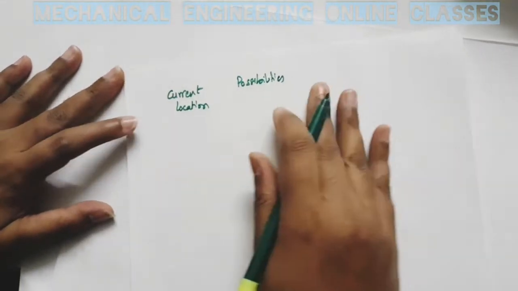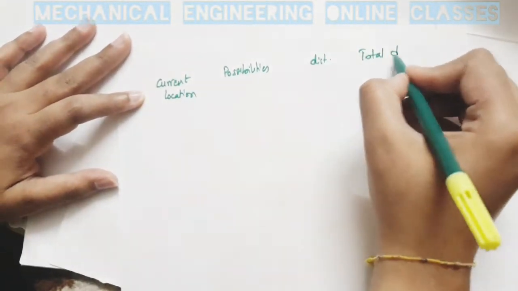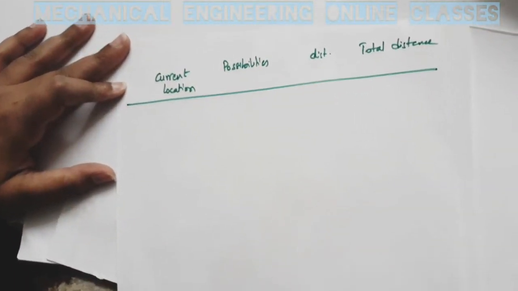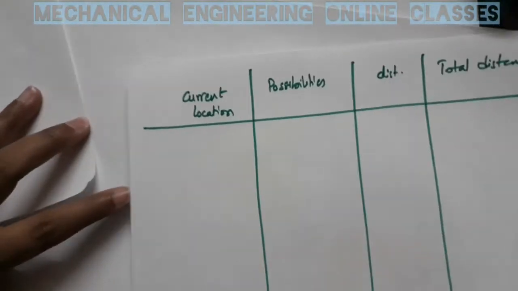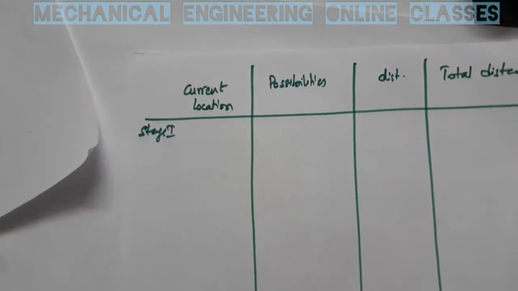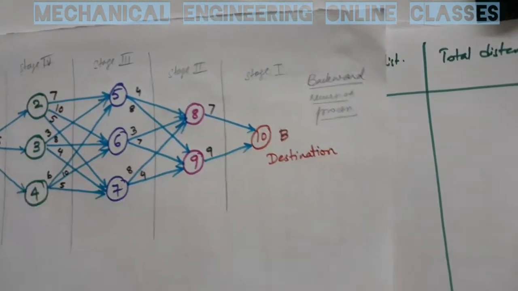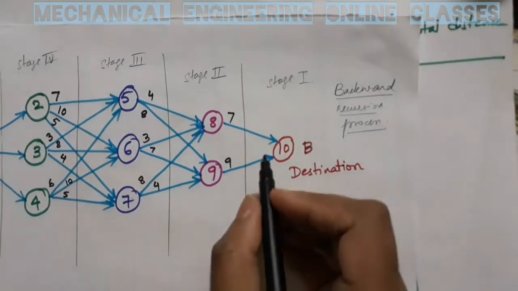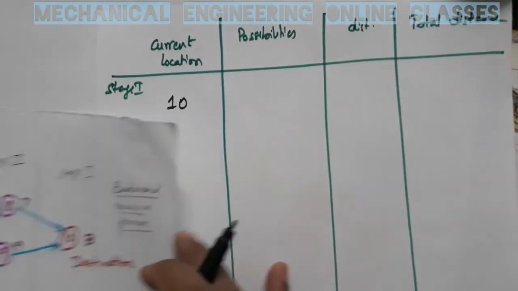Current location is the first column, possibilities, then distance and total distance. So the destination is stage 1. In stage 1 we can be at city 10. So the current location is 10.